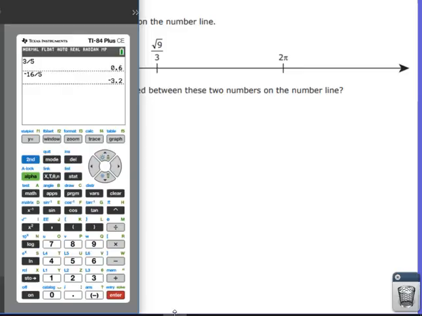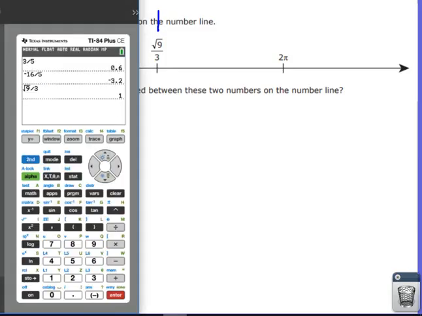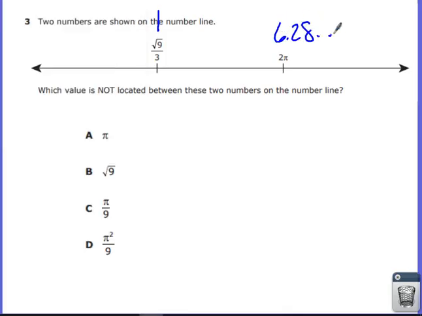So we would go to our calculator and we type in second square root 9. Then we want to get out of that, and then divided by 3, and we find out that that's just equal to 1. So this one gives us a value of 1. Then we do the same thing with pi. So we do 2, and then second, and then we have the pi there. We type that in, and we end up with 6.28, and it just keeps going. So what I'm looking for is which one of these numbers is not located between those.